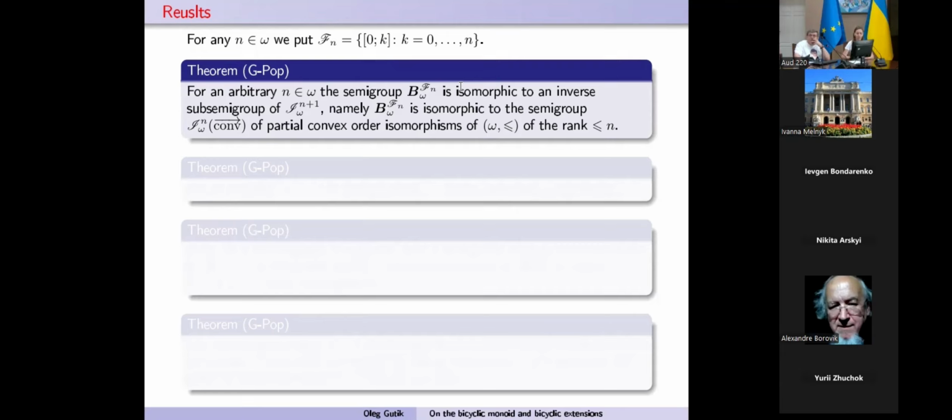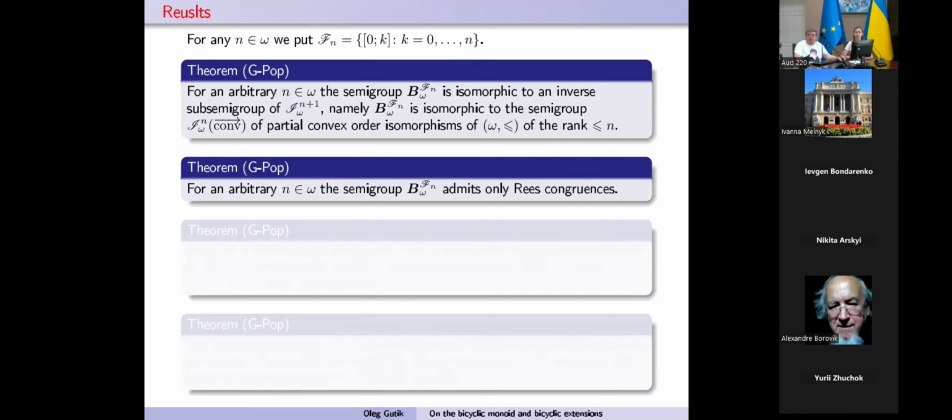that this semigroup is isomorphic to an inverse subsemigroup of the bounded finite partial transformations of omega, and it is isomorphic to the partial convex order isomorphisms of omega with rank equal to or less than n. Also, a very nice statement for these semigroups is that all congruences on such semigroups are ideal.